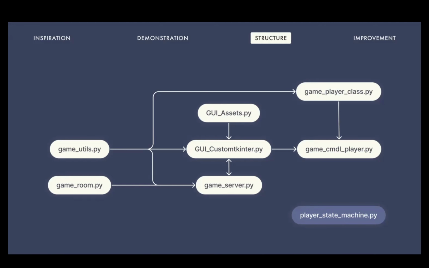Then the main parts of our system are the GUI with custom tkinter and the game server. We'll talk about that later. We also have two files called game player class and game cmdr player. These two are similar to those in the chat system demo code, and they are used to run the GUI file. We actually built the player state machine at first, but when developing the code, we found out we didn't make use of it, so we just separated that.